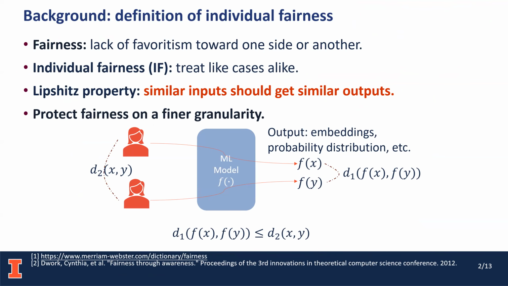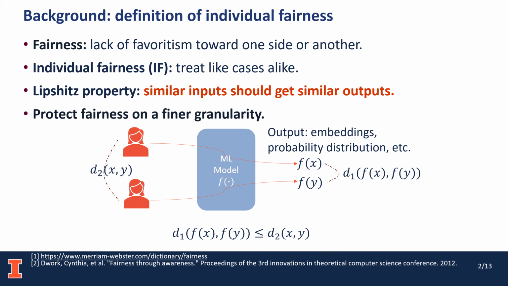So first of all, let me introduce the background for individual fairness. So you may be familiar with many kinds of other fairness, like group fairness, which is actually the most popular one. But individual fairness considers the fairness on the finer granularity. So it is rooted in the dictionary definition of fairness, which I cited below from the Merriam-Webster, that is defined as lack of favoritism toward one side or another. So in the definition of individual fairness, it tries to treat like cases alike.